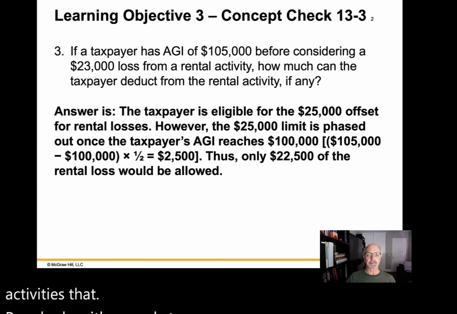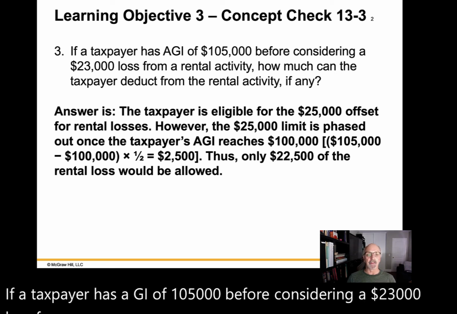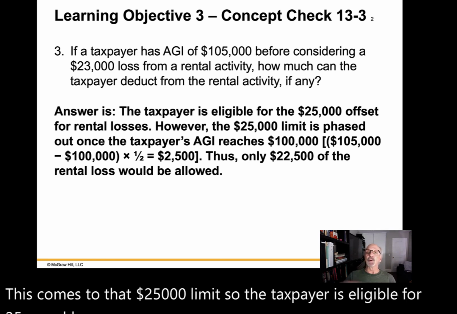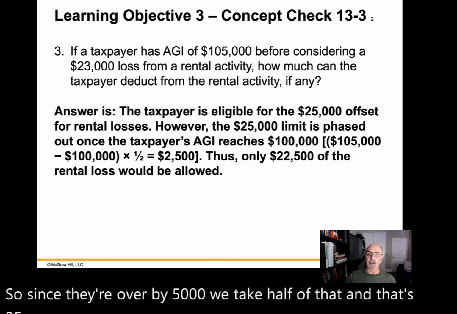If a taxpayer has AGI of $105,000 before considering a $23,000 loss from a rental activity, how much can the taxpayer deduct? Well, this comes to that $25,000 limit. So the taxpayer is eligible for $25,000. However, the $25,000 starts to phase out after $100,000. So since they're over by $5,000, we take half of that, and that's $2,500. Deduct the $2,500 from the $25,000, and they get a deduction of $22,500.